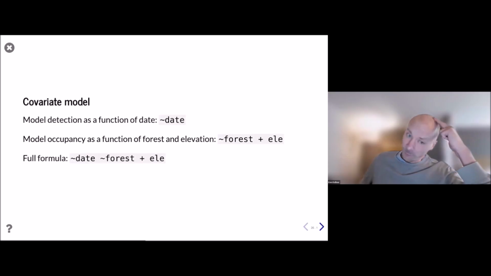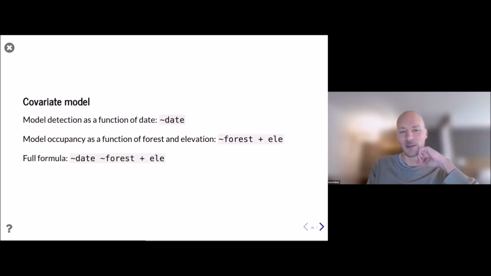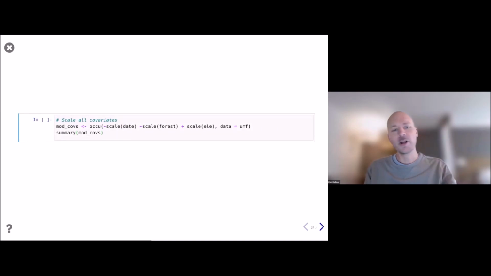So now let's move on to a covariate model, since that's what most people end up doing eventually. We'll model detection as a function of ordinal date, which is our observation covariate, the only one we've got. And we'll model occupancy as a function of forest and elevation. So the formula becomes forest plus elevation. So here's what the full double formula looks like in that case. Remember, the detection formula is first and the occupancy formula is second. So we'll create an object called mod_covs, and everything's the same except we've changed the formula.